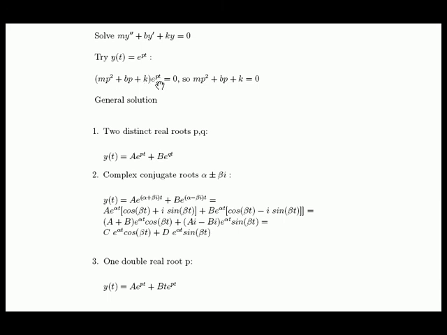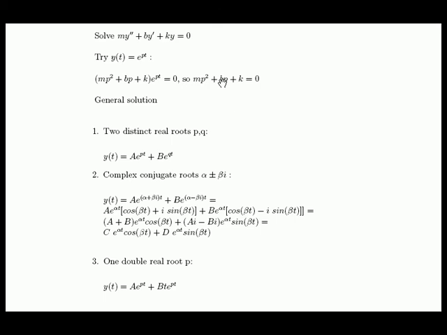So you can factor out e to the pt, and this has to be 0 for all t. The solution of the differential equation means it's true for all t, which means since this can't be 0, this constant must be 0. So mp squared plus bp plus k equals 0. And every time you see a problem like that, you can just go ahead and write down this characteristic equation. You know that solutions of the form e to the pt have to satisfy this quadratic equation.